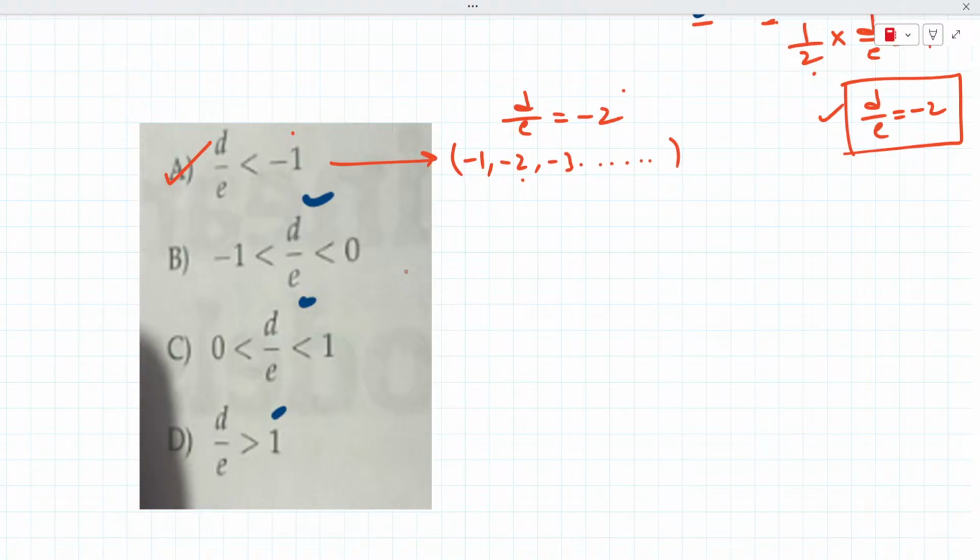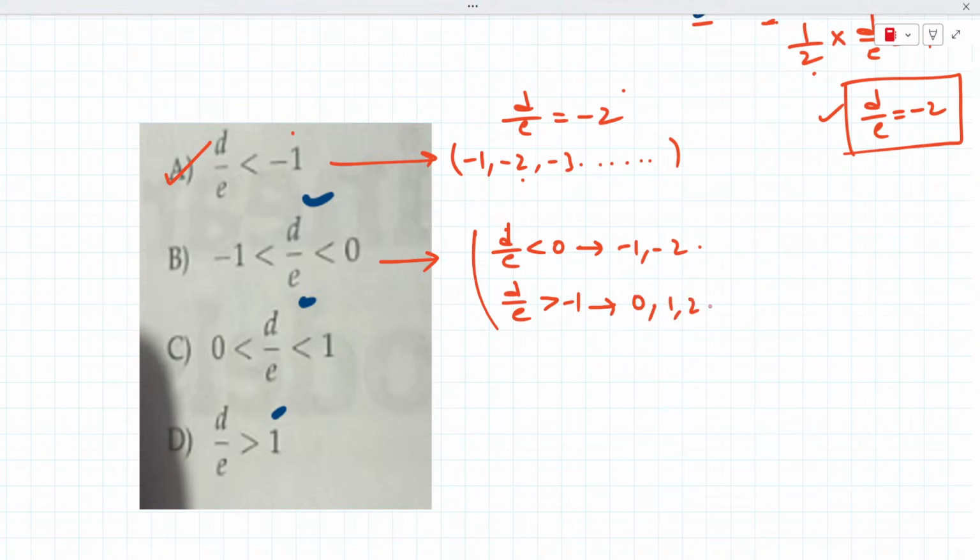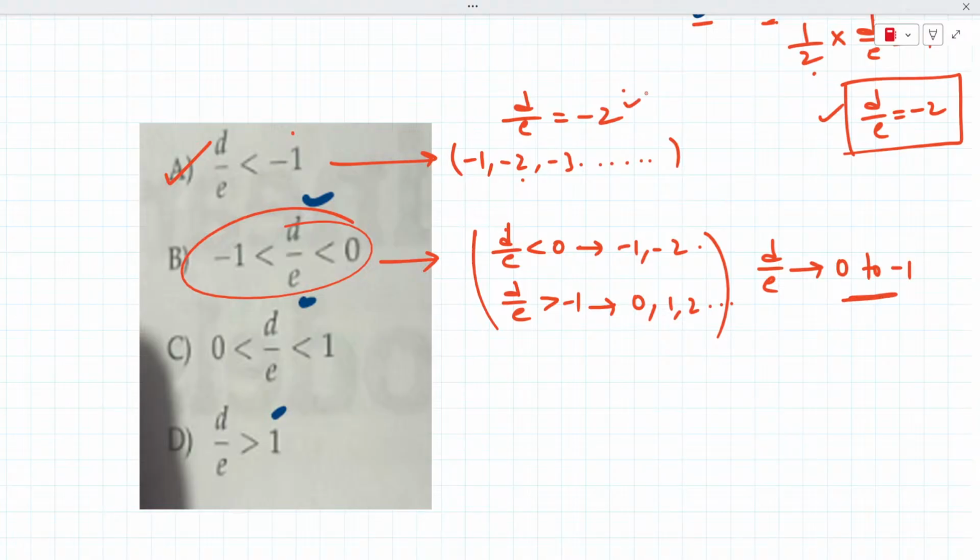If you go with option B, what values come into the picture? Here the D by E value is less than 0 and greater than -1. The D by E value is ranging from 0 to -1. It is in this range. No, it is -2. It is out of the box.